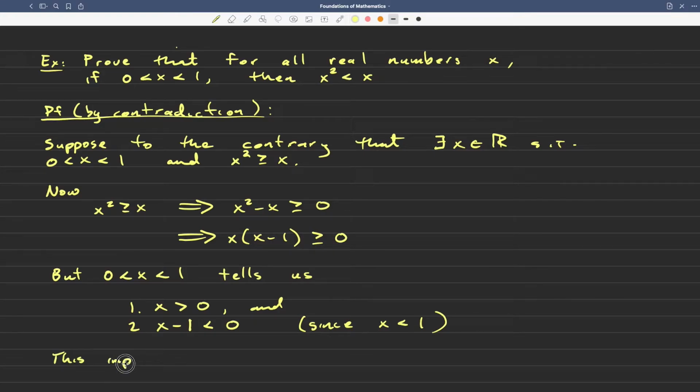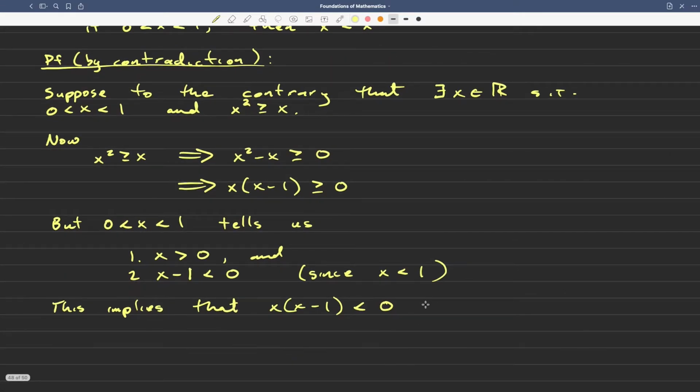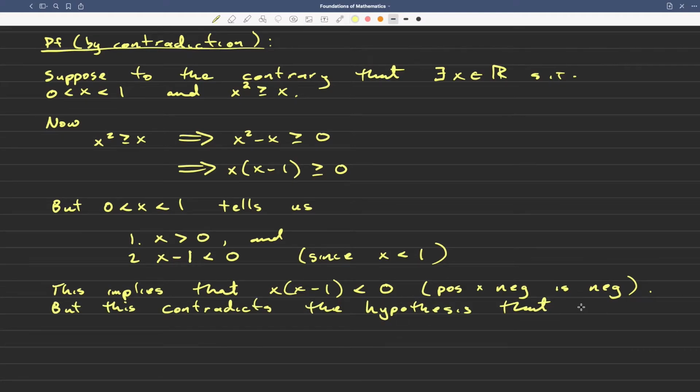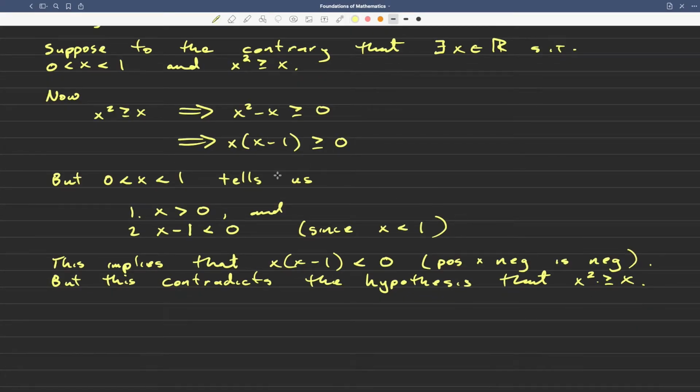Well, this implies that x times x minus 1 is in fact less than 0, because a positive times a negative is negative, right? But that's a contradiction. This contradicts the hypothesis that x squared is bigger than or equal to x. Because if x squared is greater than or equal to x, then we get the opposite inequality here. And so we've reached a contradiction, and that's the proof.